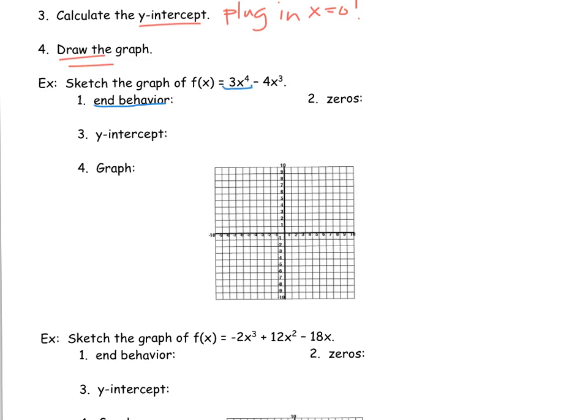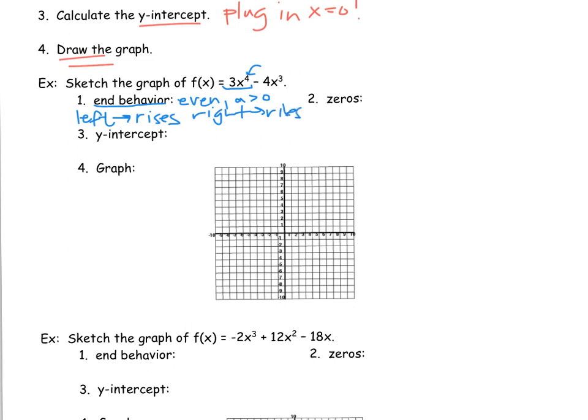Our lead term is 3x to the fourth. Since the degree is 4, it's an even polynomial. And since a is positive 3, that means a is greater than 0. Think about what the left side and right side behavior will be. If you look at that chart on the first page, since it's an even function, the arrows should go in the same direction. And a is greater than 0, it's positive, so on the left side, the graph will rise. And it does the same thing on the right. And that's it for end behavior.